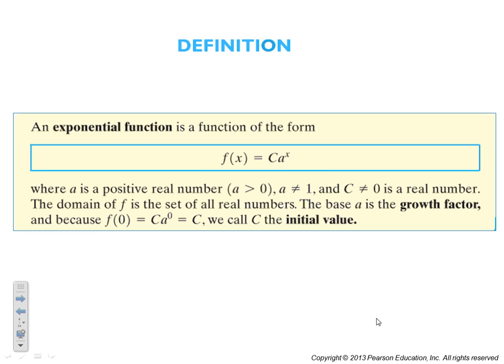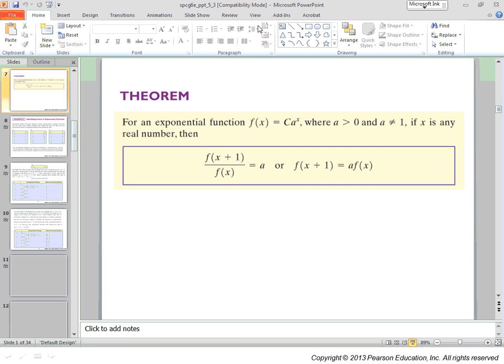All right, so an exponential function officially is some constant, which is our initial value, times a base, which they're calling a here, raised to an exponent x. Its domain is all real numbers. The base is the growth factor. f of 0 is c. Hold on, I'm going to escape out of this real quick.